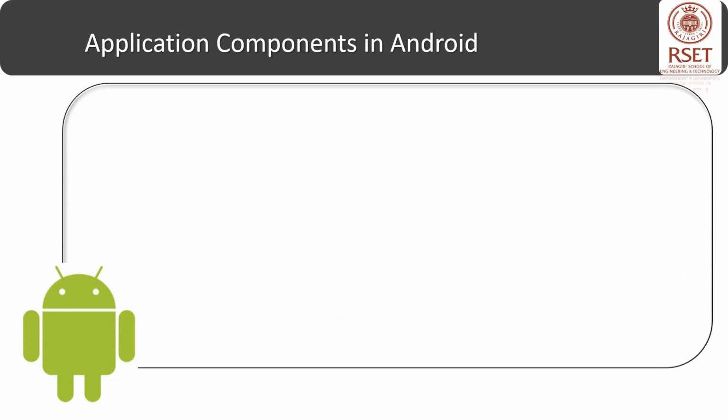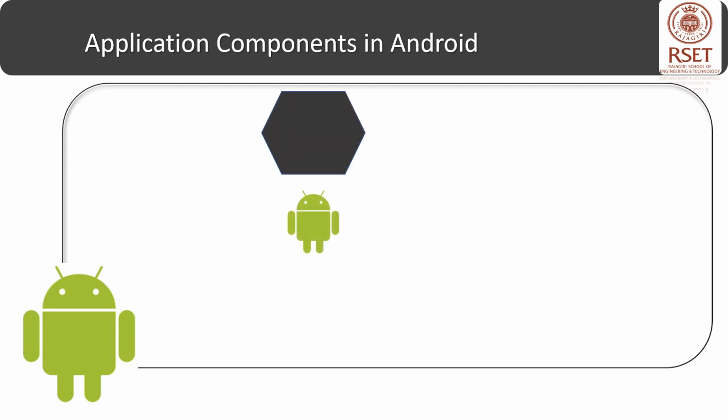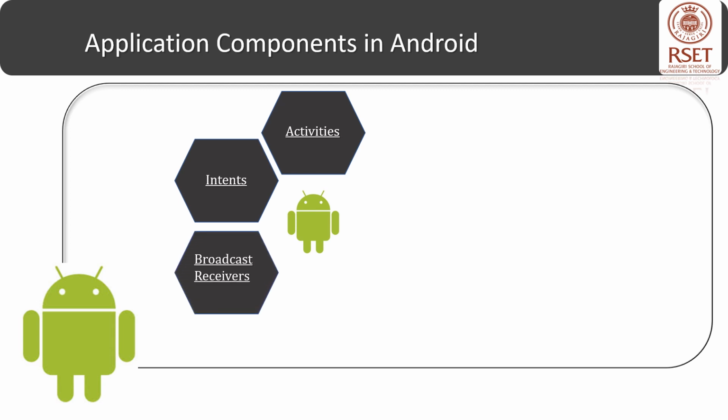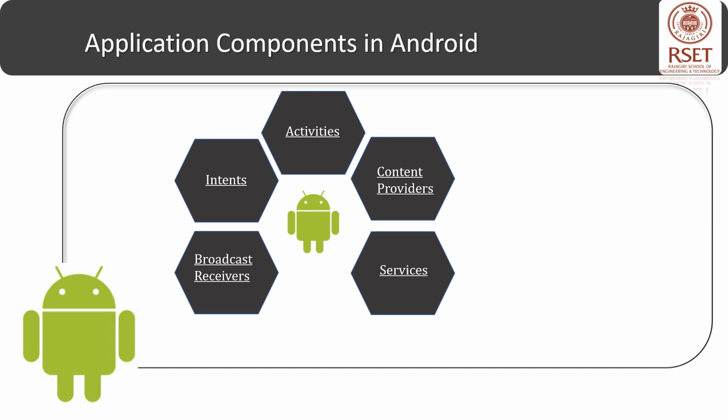Let's begin our session by understanding the basic building blocks in an Android application. There are 5 basic application components that can be used while developing our Android application. The first one is activity. Second one being intents. Third one, broadcast receivers. Fourth one, content providers. And the fifth one is services. Let's understand each component one by one.